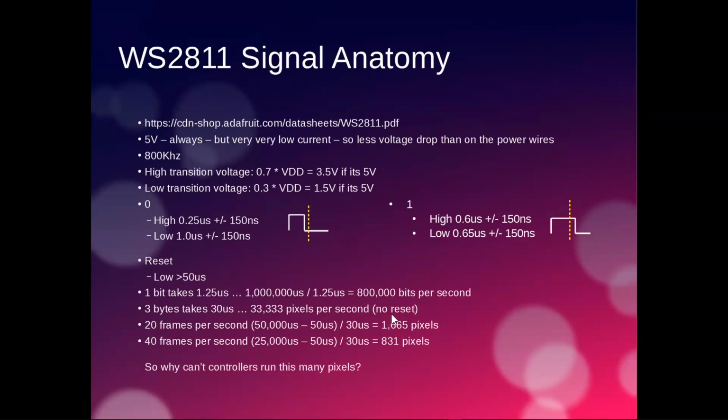It's impossible to update it any faster than this. These are the maximums. All right, so that's why you can't get 5,000 pixels on a run and achieve 20 frames a second. It's just not possible.